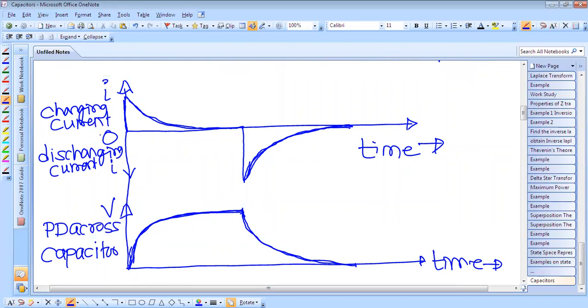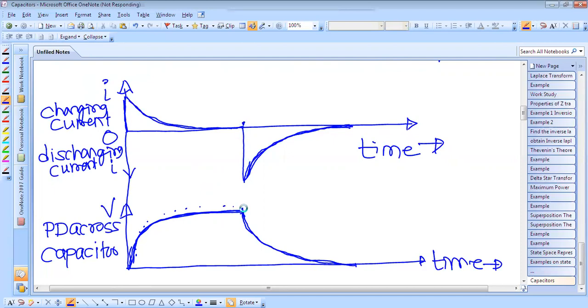So initially when we connect the switch to A position, the capacitor starts charging. Initially the ammeter shows the maximum current, and when the capacitor is fully charged, the charging current slowly reduces and reaches this position. As the capacitor charges, the potential difference across the capacitor increases like this and reaches the maximum value. So this is the voltage developed across the capacitor, and when the capacitor is fully charged, we are at this point.